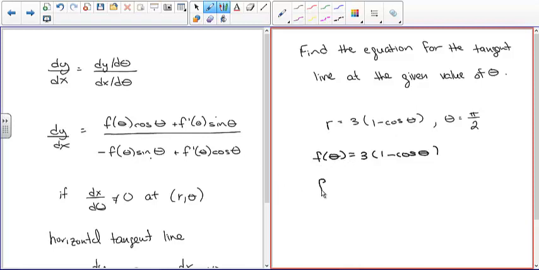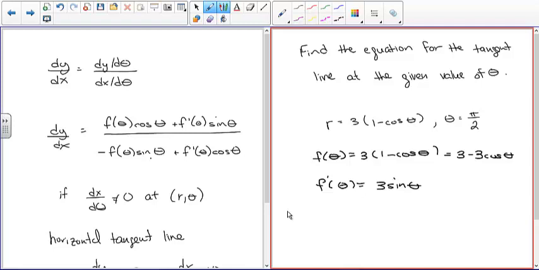We need the derivative here to evaluate it. So f prime of theta is just going to be equal to 3 sine theta. Because the derivative of 3, if I multiply this out, I'll get 3 minus 3 cosine theta. So the derivative of 3 is 0, and the derivative of this is negative 3 times the derivative of the cosine, which is negative the sine, so the negatives cancel out. So that's f prime of theta.